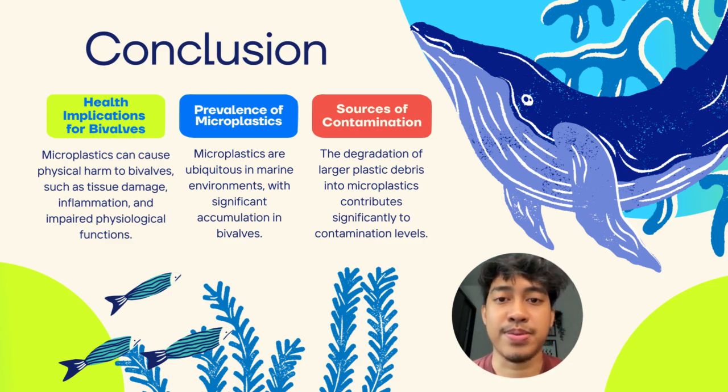The presence of microplastic can physically harm bivalves, causing tissue damage and inflammation, and can impair their physiological function. Additionally, microplastic can carry toxic substances, including heavy metals and persistent organic pollutants, which further harm bivalves. Major sources of microplastic contamination include plastic waste from urban areas, discarded fishing gear, and wastewater treatment plants. The breakdown of larger plastic debris into microplastic significantly contributes to the contamination levels.